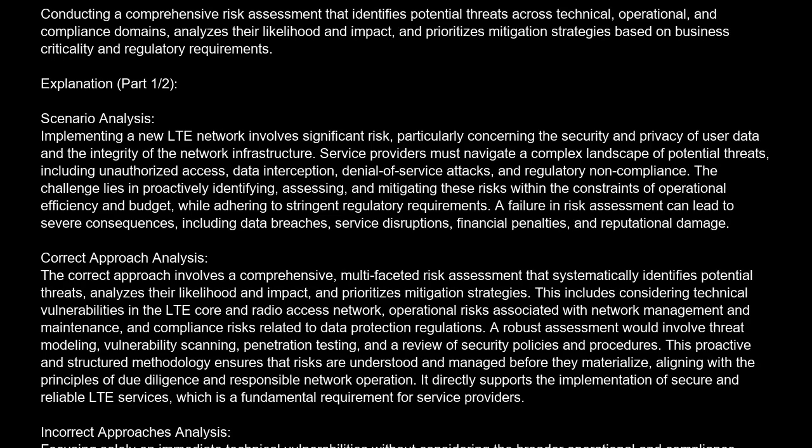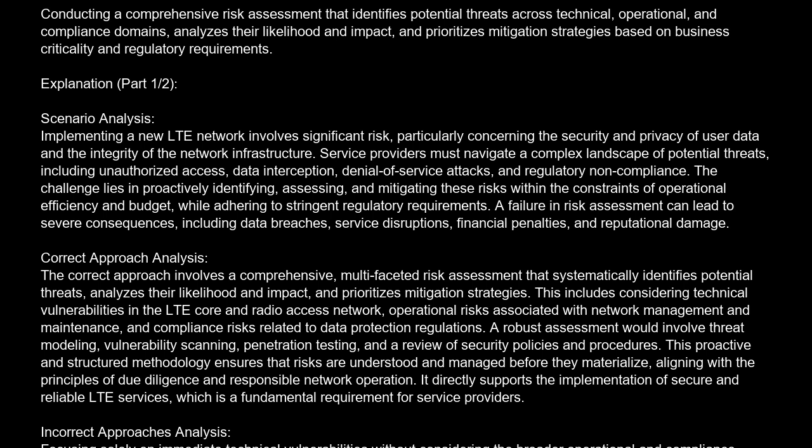The correct answer is C. Conducting a comprehensive risk assessment that identifies potential threats across technical, operational, and compliance domains, analyzes their likelihood and impact, and prioritizes mitigation strategies based on business criticality and regulatory requirements.